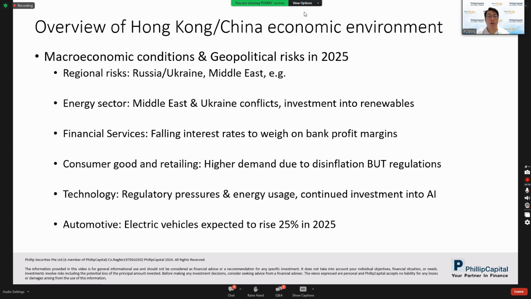And for technology-wise, we do understand that across the world, there's a lot of AI push, right? A lot of companies are moving into AI. So regulatory pressures and energy usage are the main concerns that we have for this sector. But the continuing investment into AI is definitely going to continue. Companies in China have a very strong AI presence in terms of their exposure, in terms of their R&D, in terms of how they're trying to push for their exposure. And we believe this technology sector will continue to do well in China and across the world itself.